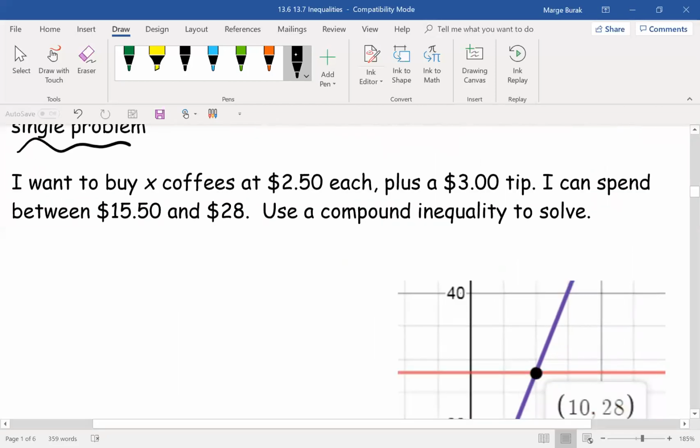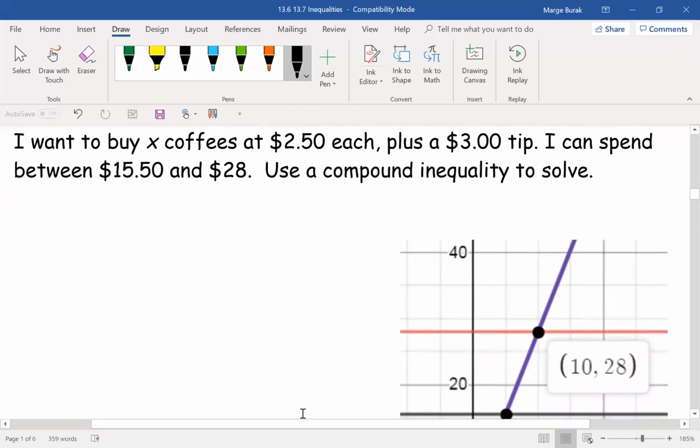So now I want to buy x coffees. They're $2.50 each plus $3 tip. I can spend between $15.50 and $28. So let's look at a compound inequality.